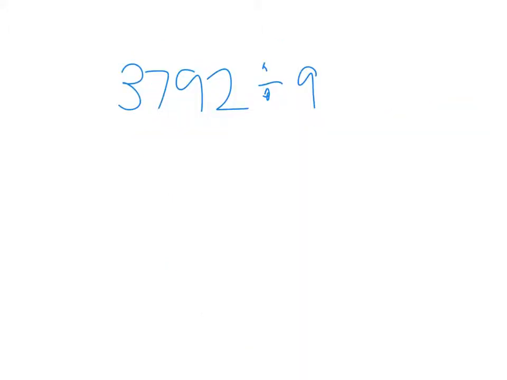So new problem here, 3,792 divided by 9. In this case, 9 is the divisor, so it goes on the outside. 3,792 is the dividend, so it goes on the inside. This time around, I'm going to deliberately make a mistake and show you how to fix it.